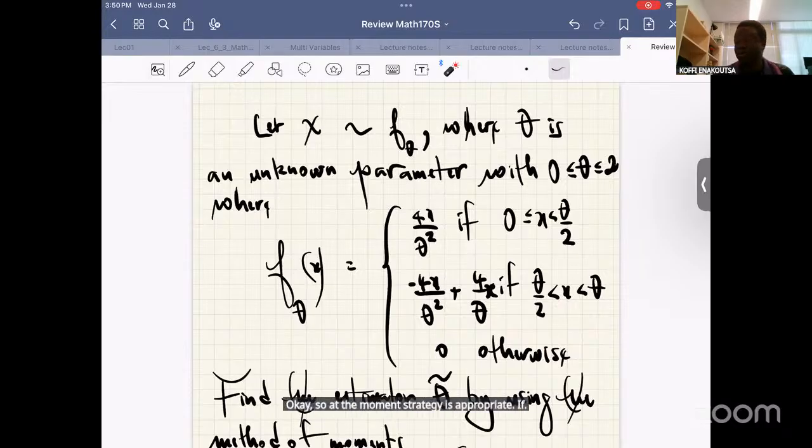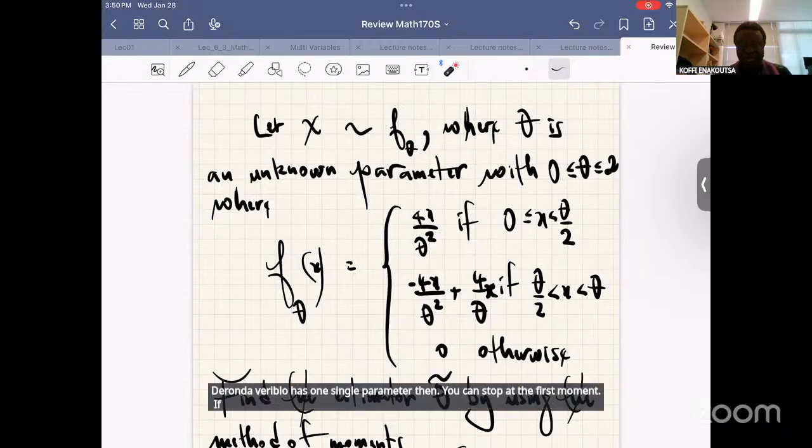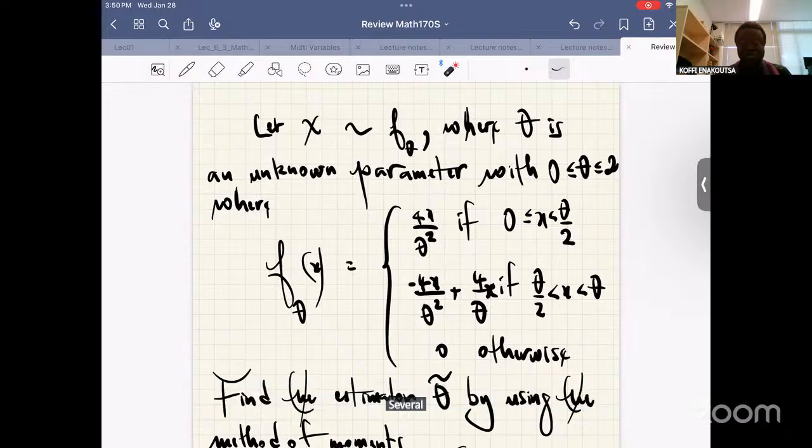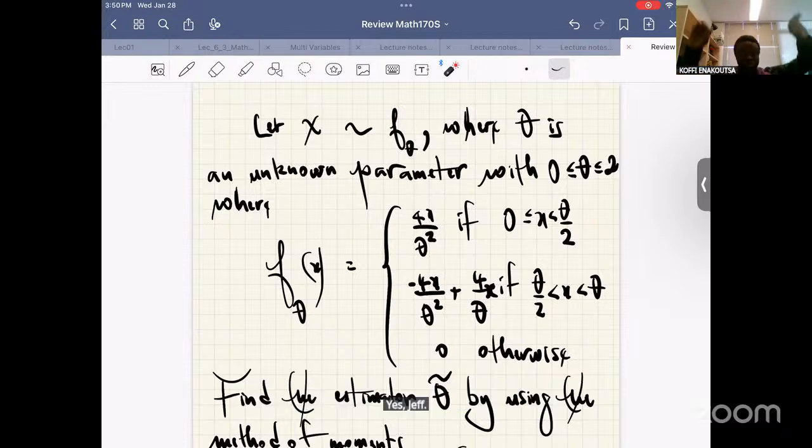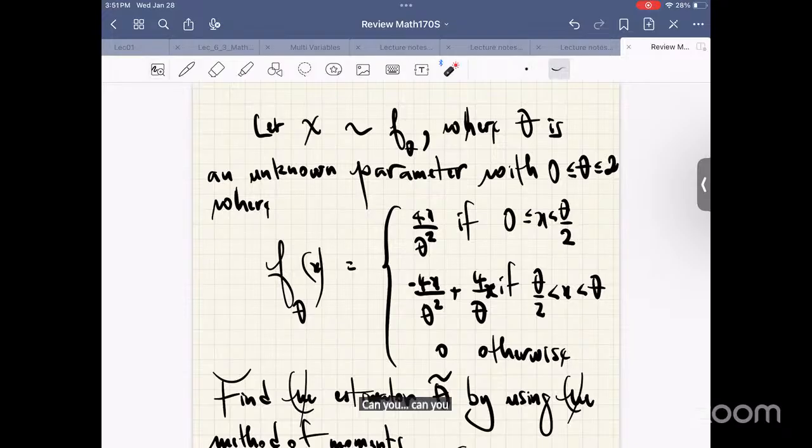If the random variable has one single parameter, then you can stop at the first moment. If it does have several parameters, let's say 2, then you go to the first and second moments, like we did in class for the gamma distribution. Yes, Jeff? Can you scroll down to the unbiased part? The unbiased. Okay.